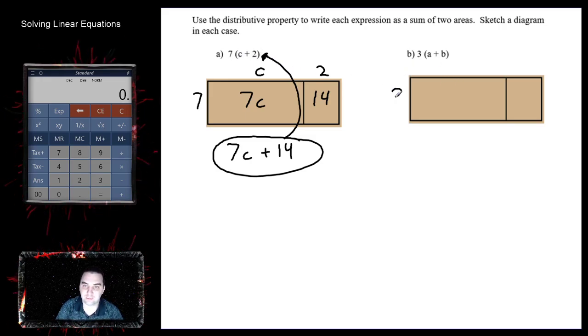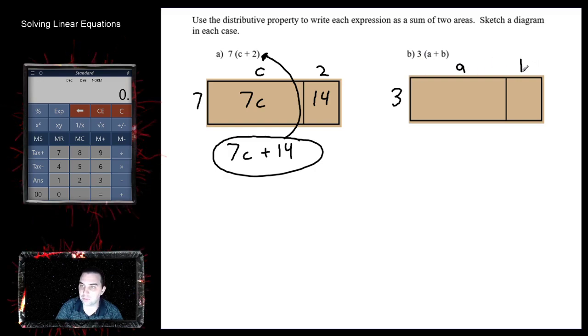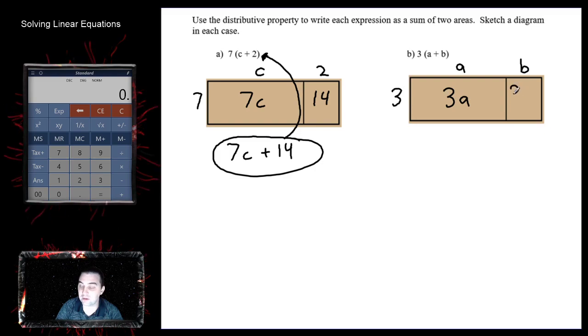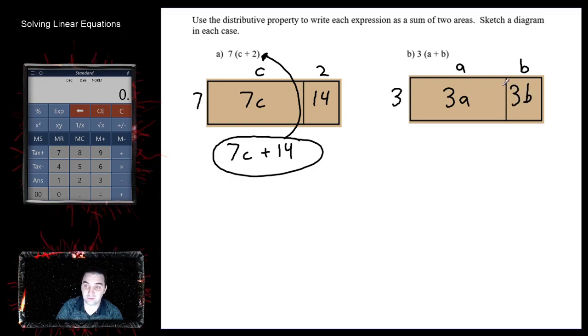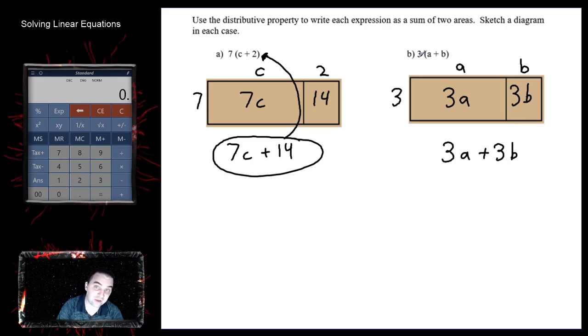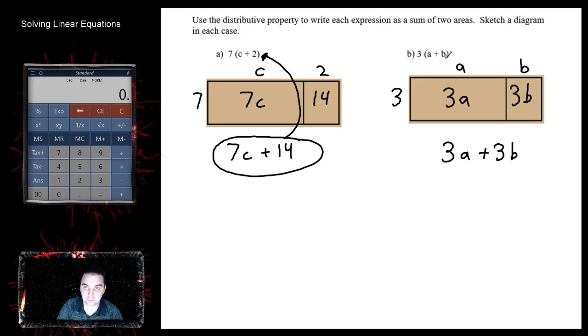All right, let's set up the same thing here. 3 on that side, and then A plus B. So the interior here, the area, is 3 times A. And for the other one, we have 3 times B. So the sum of these two is just 3A plus 3B. 3A plus 3B is another way of saying 3 times A plus B.